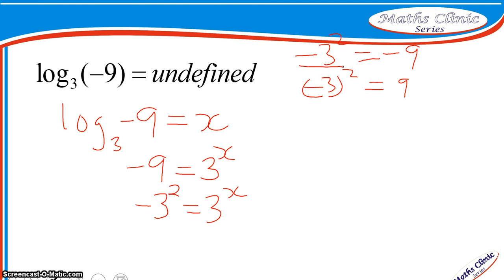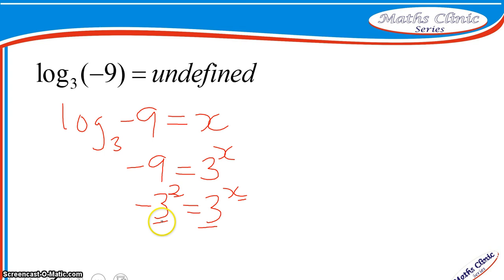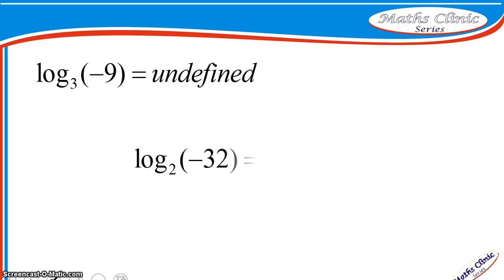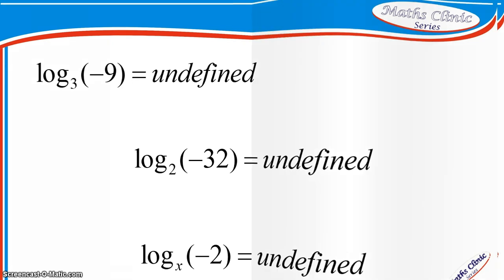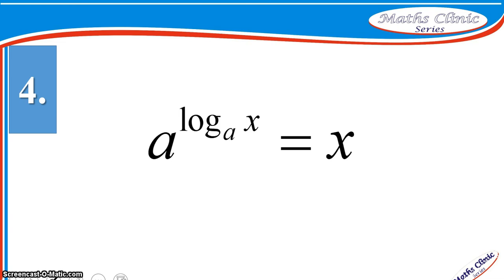Be careful with that. So you can see that if the bases were the same, you could have said the answer would be 2. But the bases are not the same, so we can't equate the exponents, and it will be very difficult to simplify this to make x the subject. And so we say it's undefined. So if I have log base 2 of negative 32, I will still say undefined. Log base x of negative 2 will still give me undefined.